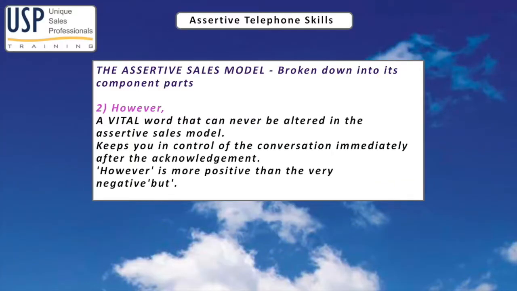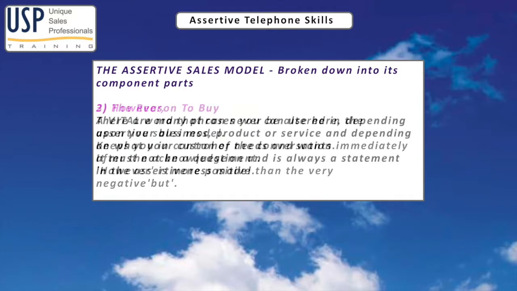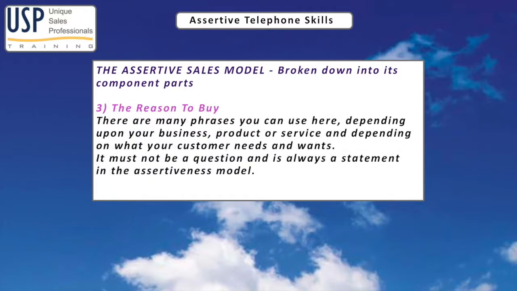Let's move on to point 2, the word however. This is a vital word that can never be altered in the assertive sales model. It keeps you in control of the conversation immediately after the acknowledgement. However is a more positive word than the very negative but. Let's look at part 3, the reason to buy.